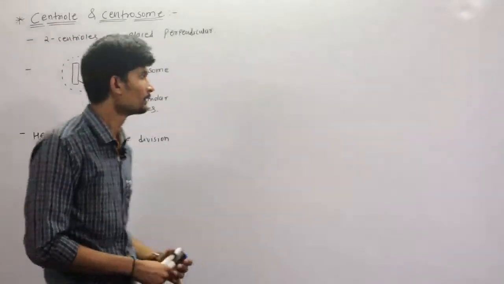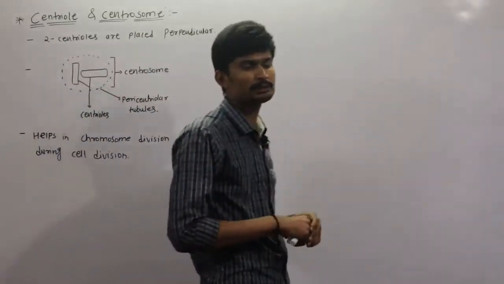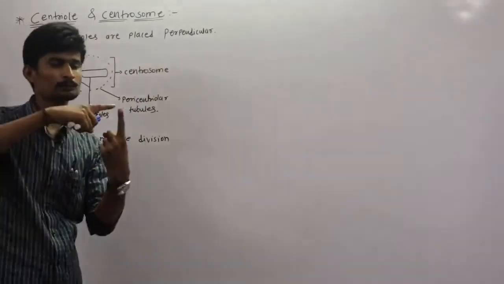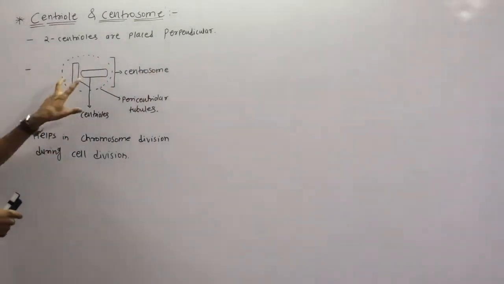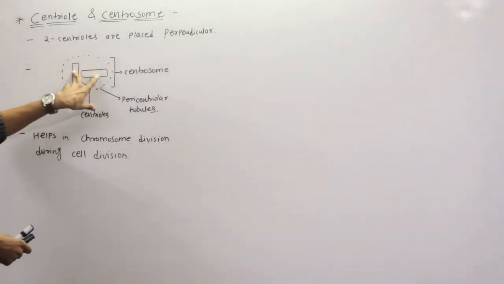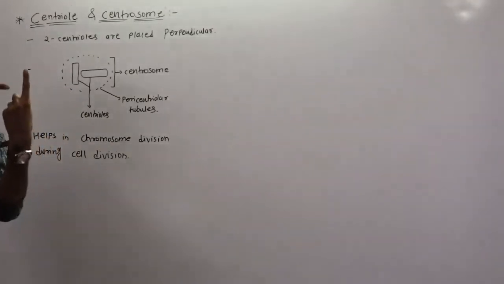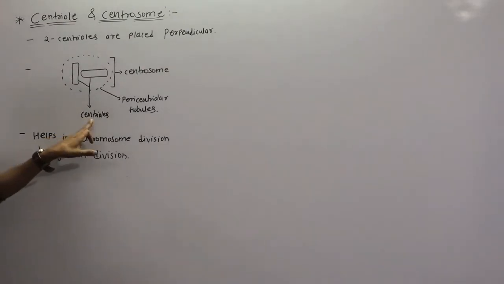Hello friends, our topic today is the centriole and centrosome, the next organelle present in animal cells. What are the centriole and the centrosome? The two centrioles are placed perpendicular to each other. These two cylindrical structures are called centrioles. One is vertical and the other one is horizontal.